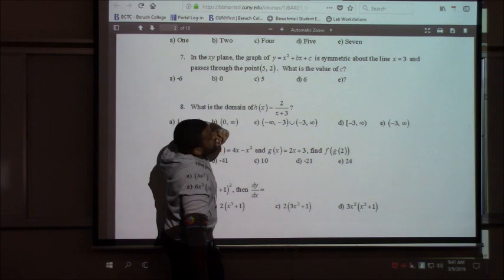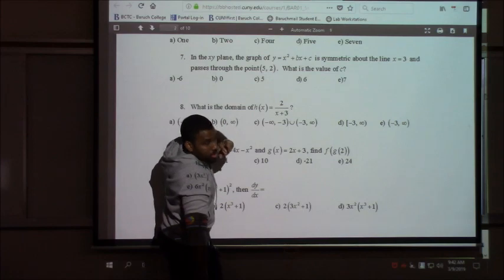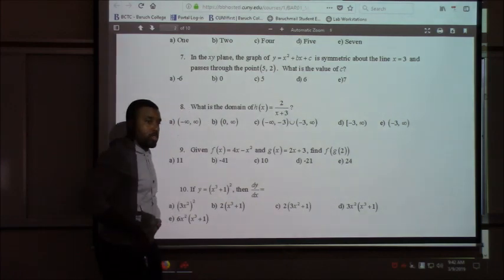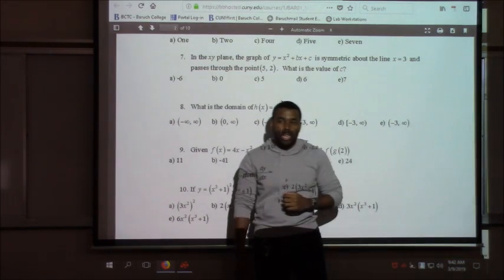since it's symmetrical to the line x equals 3, that means you have to set it equal, I don't know. Not sure. Ah, well, that's an issue, right? What does that mean? When we say it was symmetric to x equals 3, what is that telling you?